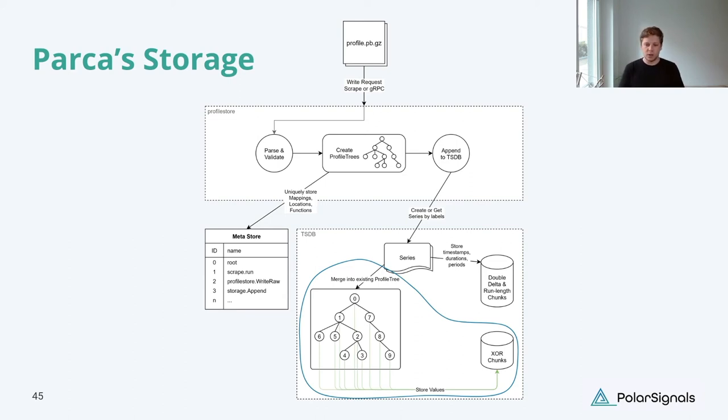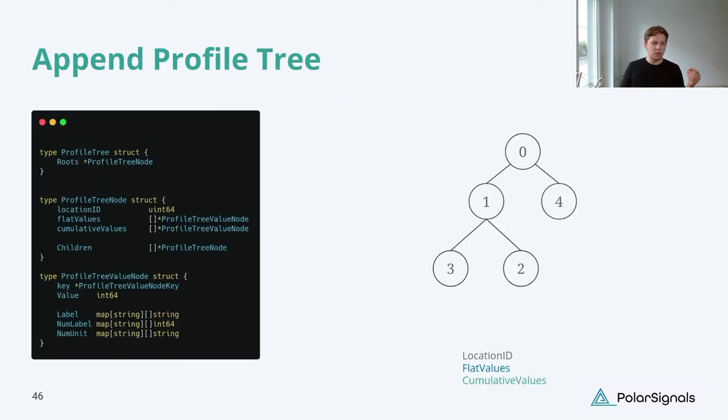Okay, cool. Now that we've taken care of creating and getting the series and then storing the timestamp, duration and periods, what are we actually doing with the profile tree, with the individual stack traces, and how do we store them over time? So as Kemal said earlier, we do get this profile tree with the stack trace and the corresponding values. And we take those as a struct, and those profile trees have a root, and the root itself has a location ID, flat values, and cumulative values. And then those flat values and cumulative values are tree value nodes with a specific value and the key, which uniquely identifies, with the location ID, but also the labels, which can differ, what this value belongs to really.